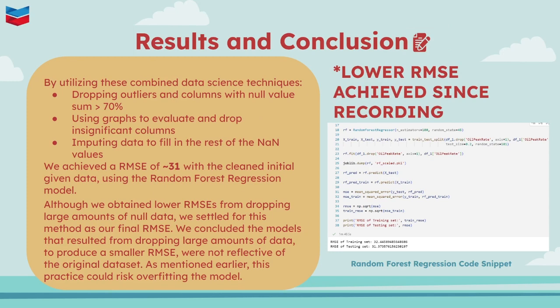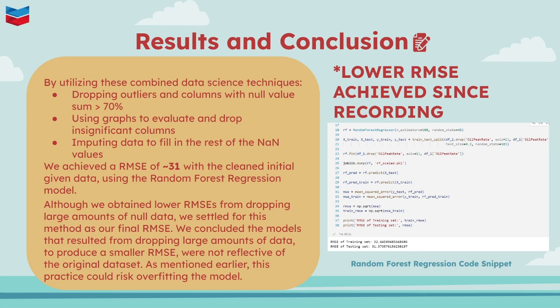By utilizing a combined technique of using visualizations to drop outliers, columns with especially large null values, and columns insignificant to peak oil rate prediction, and predicting and imputing the rest of the data, we achieved an RMSE of 83.6 with the cleaned initial given data using the random forest regression model.